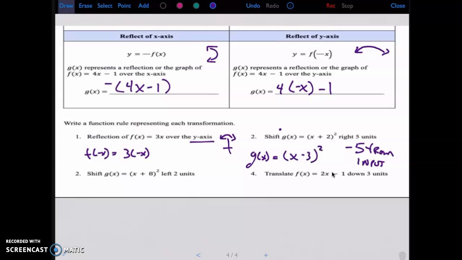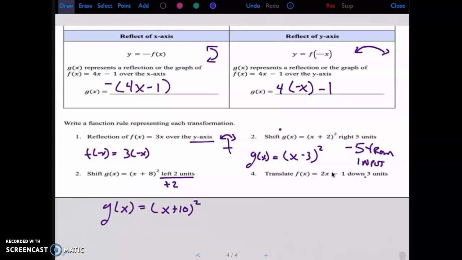We're going to shift this thing left 2 units. So we're going left 2. So again, we're messing with the input. We're going left, so we need to add 2. It's the opposite of what you think it would be. So this is going to be g of x equals x plus 10 squared.